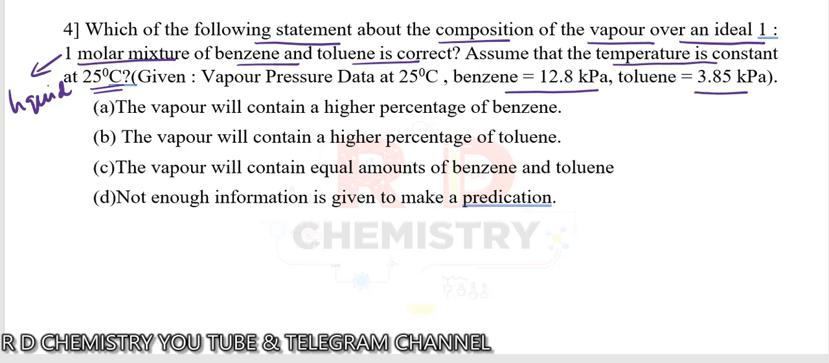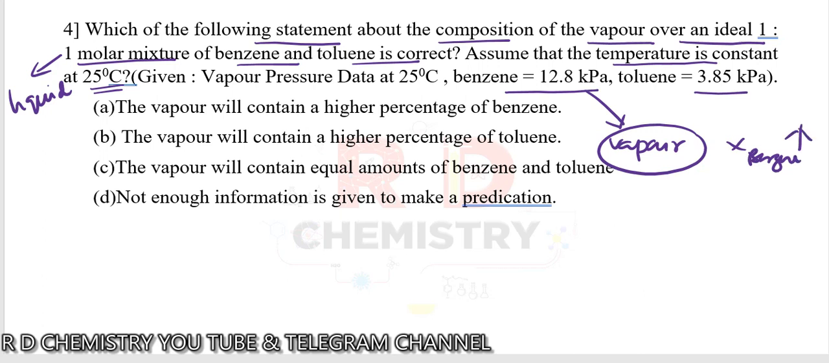3.85. Vapor pressure is more. When the vapor pressure is more, in the vapor state, the mole fraction of benzene will be more. Understood? When you compare these two vapor pressures, the vapor pressure of benzene is more. When the vapor pressure of benzene is more, more benzene is present in the vapor state, which means the mole fraction of benzene should also be more in the vapor state.